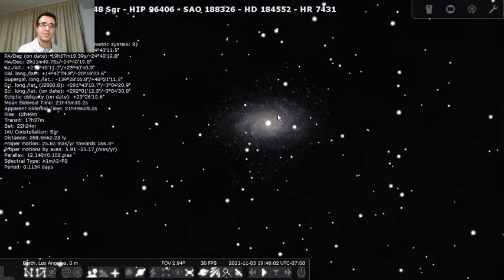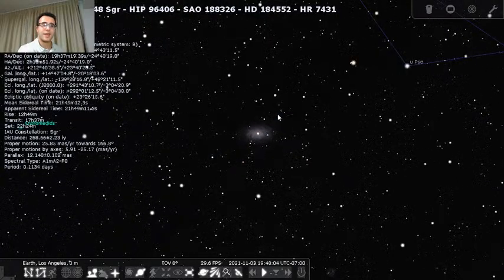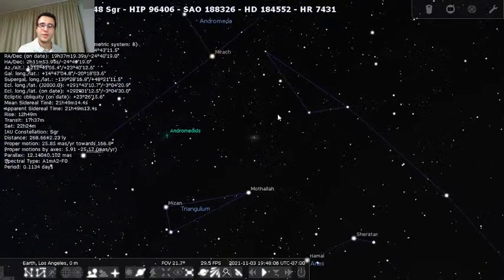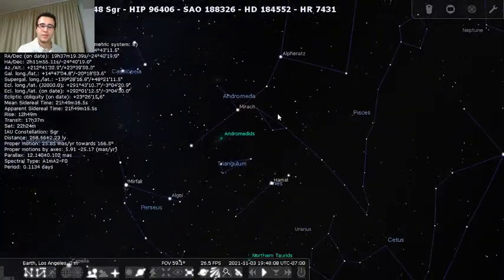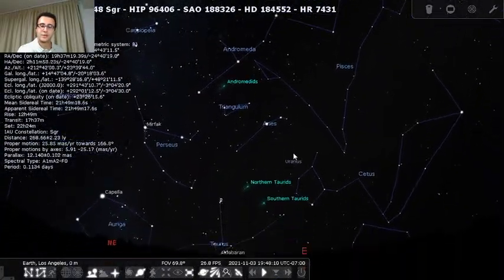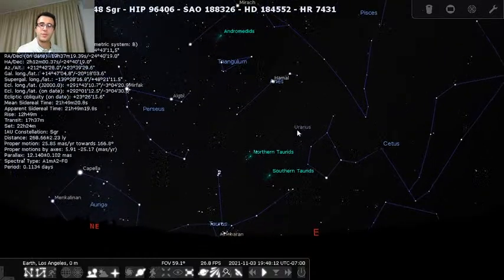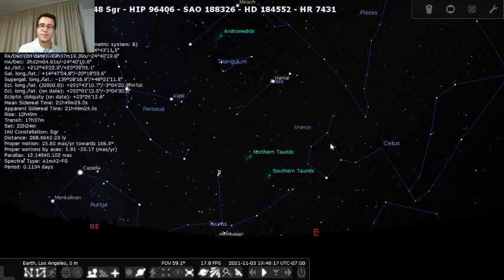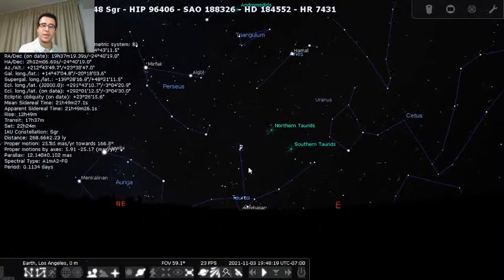Now let's pull back out. And let's go ahead and go to the Taurus constellation. Now, Taurus will be over here. Before we do though, notice Uranus is sitting right there, so kind of tucked in between Cetus and Taurus.